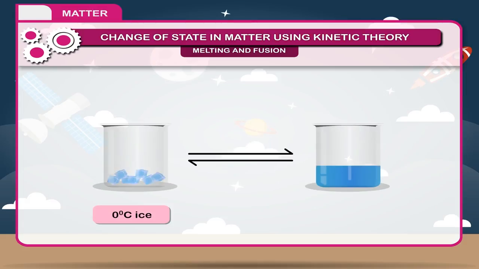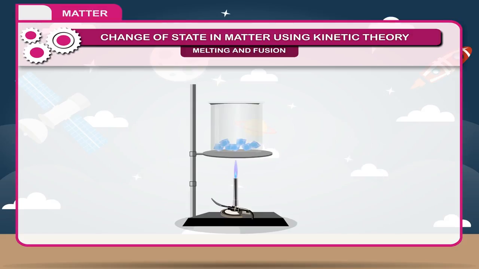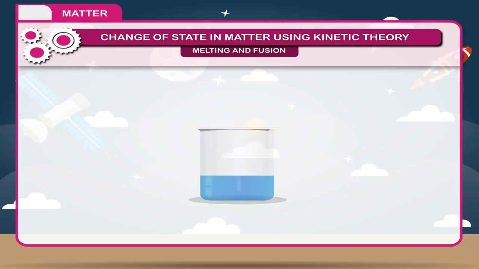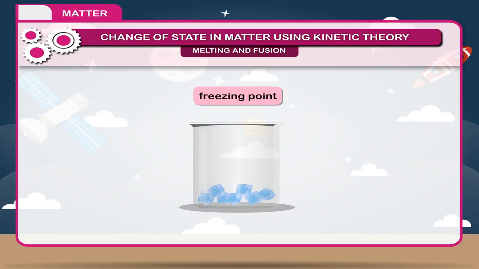Example: 0 degrees Celsius ice, 0 degrees Celsius water. Melting, absorption of heat. Rejection of heat, fusion. The constant temperature at which a solid changes to liquid is called the melting point. The constant temperature at which liquid freezes to solid is called the freezing point.